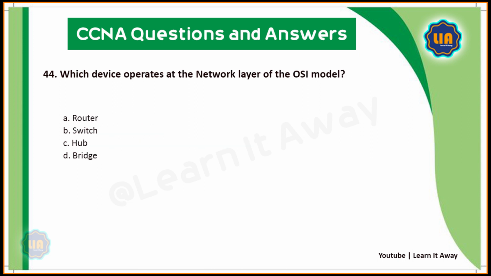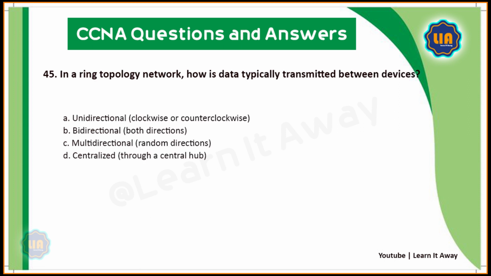44. Which device operates at the network layer of the OSI model? A. Router. B. Switch. C. Hub. D. Bridge. Answer. A. Router.